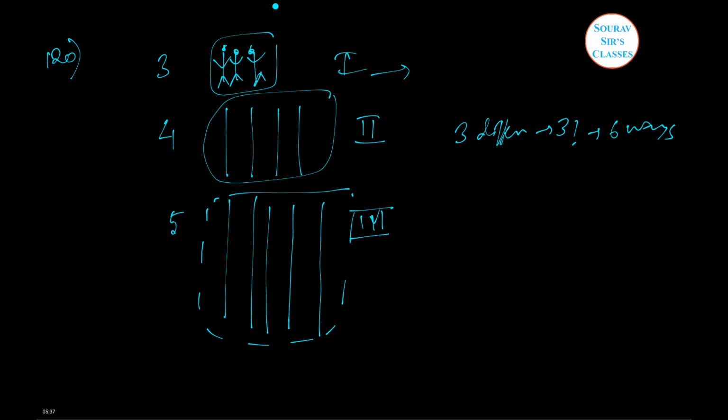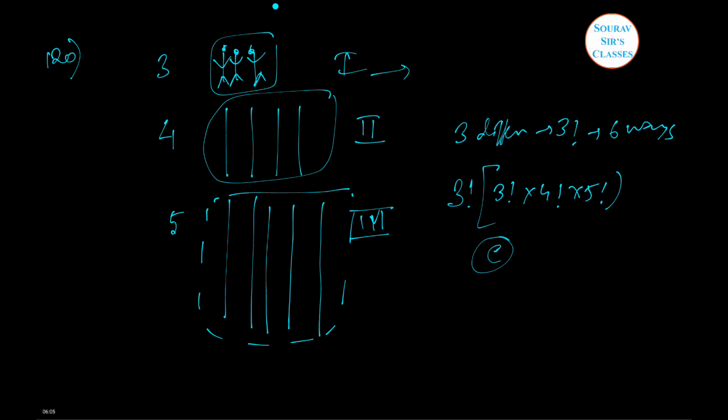Now class 1 boys can permute among themselves in factorial 3 ways again. Class 2 boys can do it in factorial 4 ways, and class 3 boys in factorial 5 ways. So ultimately the total ways is factorial 3 into factorial 3 into factorial 4 into factorial 5. So this is factorial 3 square into factorial 4 into factorial 5. So option C is the correct answer over here.